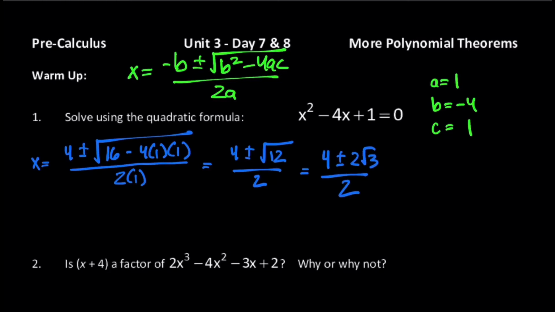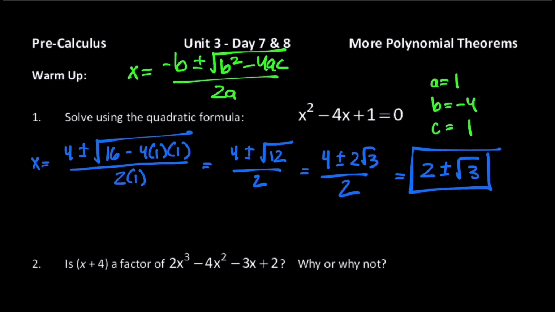Now, remember how we simplify. You have to simplify all 3 of these. You can't just pick 2 of them because these are bonded together. So you got to divide all 3 by the same factor. In this case, it's going to be a 2. So that becomes a 1, that becomes a 1, that becomes a 2. So your final answer is going to be 2 plus or minus square root 3.